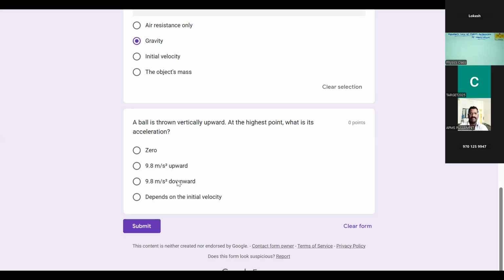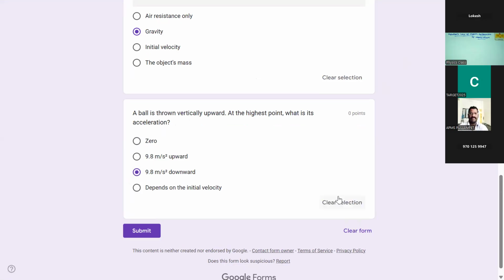C, yes. Many of the students also said C. Option C, 9.8 meter per second square downward. Good, so this is the answer. At the highest point, the object's acceleration is downward. Yes, gravity pulls downward. The acceleration due to gravity is 9.8 meter per second square, we already know that, but the direction is downward. So 9.8 meter per second square downward, because at the highest point the object will come downwards.